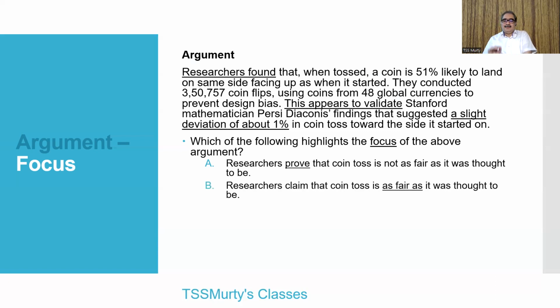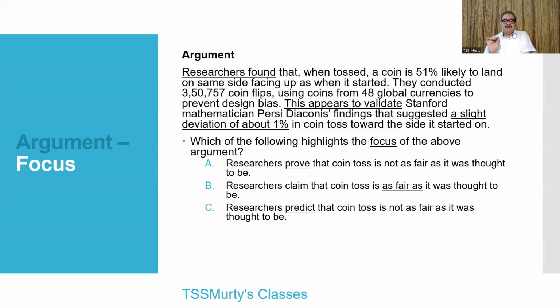Choice B. Researchers claim that coin toss is as fair as it was thought to be. Now, this is just the opposite of choice A. The negation of not is removed here. The argument says it is not fair, but choice B says that it is fair. Hence, this cannot be taken. Choice B is incorrect.